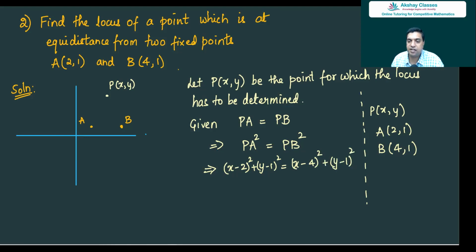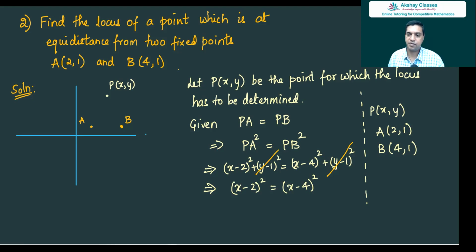Now we can simplify this equation. (y minus 1) whole square is on both sides of the equation, so you can cancel that out because these are equal components. That means these two are equal: (x minus 2) the whole square is equal to (x minus 4) the whole square. Why do we cancel out? If we take this to the other side of the equation, it takes a negative sign.